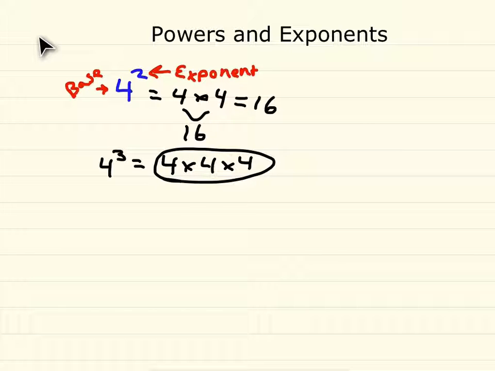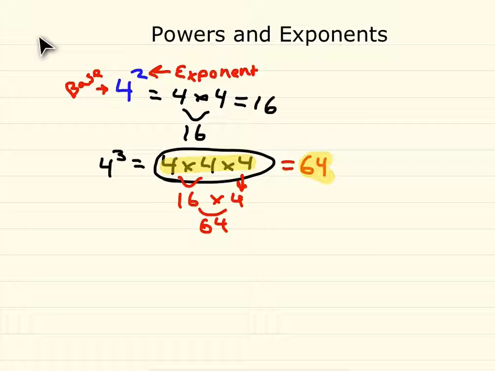A lot of times they'll also say evaluate or find the value of. Well, what that means is you actually have to multiply all this together to see what it equals. 16 times 4 is 64. And if you evaluated 4 to the third power, you would say it equals 64. So again, 4 times 4 times 4 is called a product of the same factor, and 64 would be the value, or the evaluation, of 4 to the third power. Let's practice some more to help understand this.